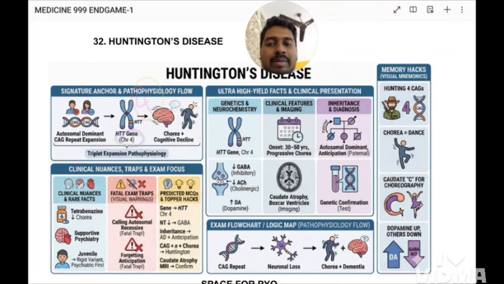Okay, this is one thing that you need to remember. What happens is there is chorea along with cognitive decline. Now, what are the extra things that you need to know? Chromosome 4, I have already told. Onset is in young adults, around after 30 years, with progressive chorea. And then there is autosomal dominant.